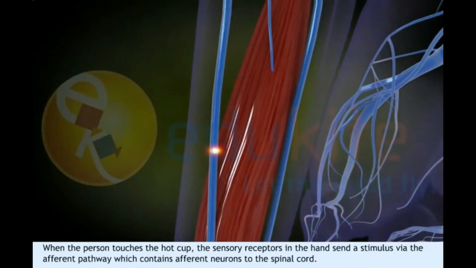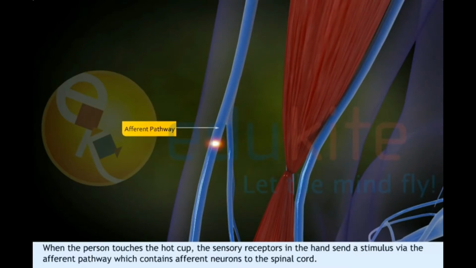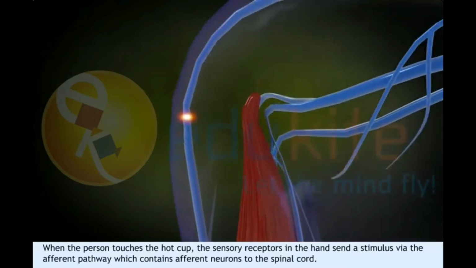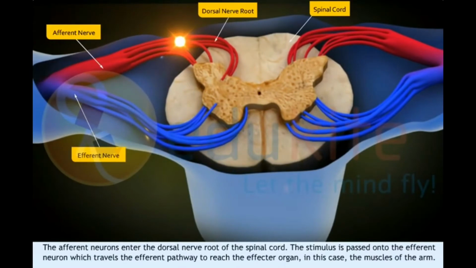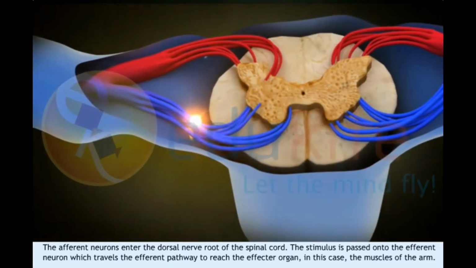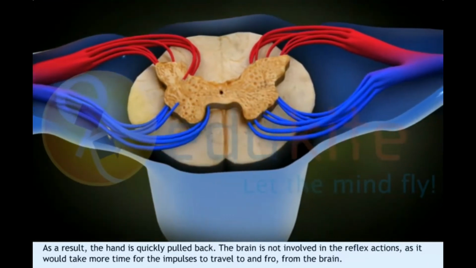When a person touches a hot cup, the sensory receptors in the hand send a stimulus via the afferent pathway, which contains afferent neurons, to the spinal cord. The afferent neurons enter the dorsal nerve root of the spinal cord. The stimulus is passed on to the efferent neuron, which travels the efferent pathway to reach the effector organ, in this case the muscles of the arm. As a result, the hand is quickly pulled back.